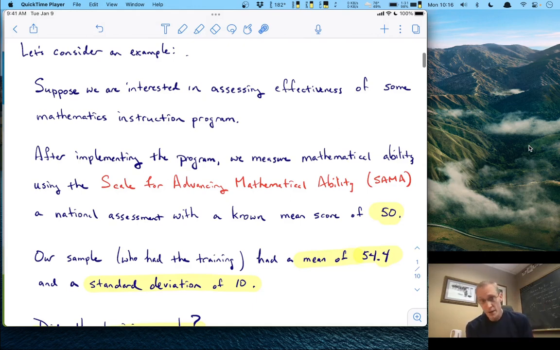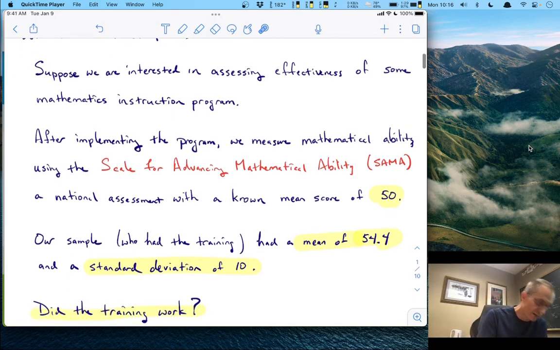Now our sample, who has had this training, this mathematics instruction program, they got a mean of 54.4. So they're a little bit above the national average, and their observed standard deviation was 10. And so, of course, the question that we might ask at this point is, did the training work? Did our sample have a different mean than would be expected from the population?